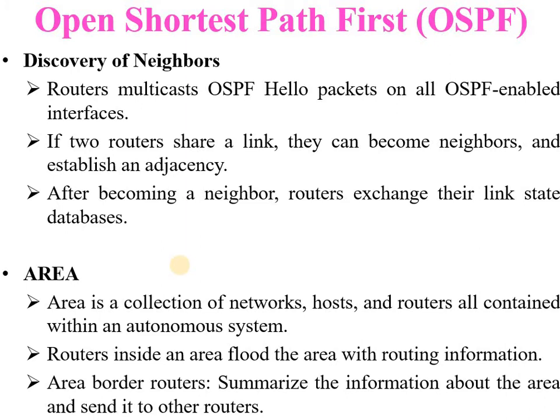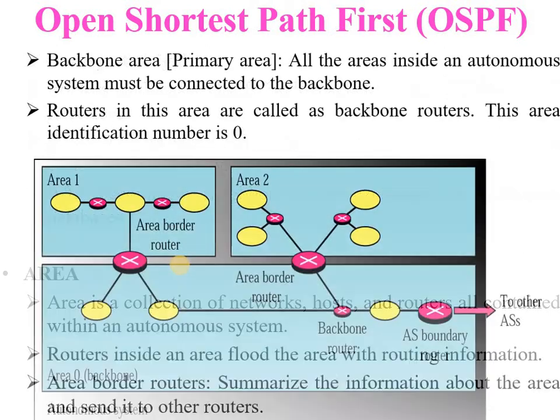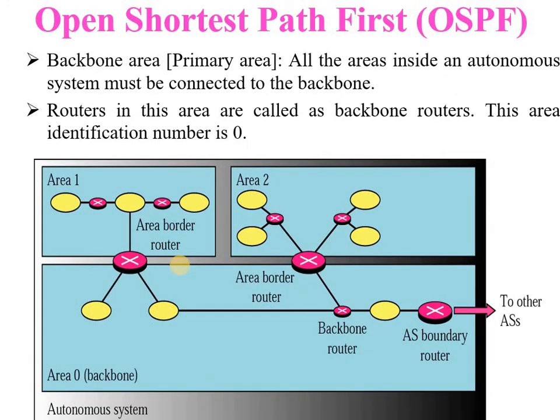The routers that live at the boundary of that area are called the area border routers, and the work of that area border router is to summarize the information about the area and send it to the other routers. Next is the backbone area or the primary area.